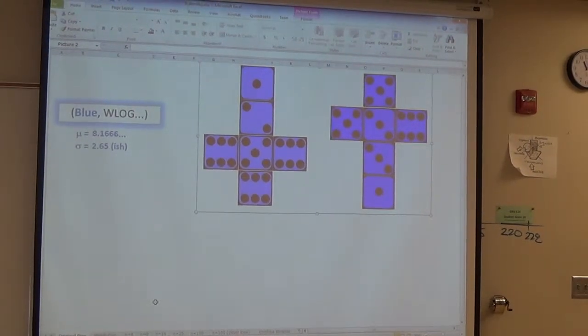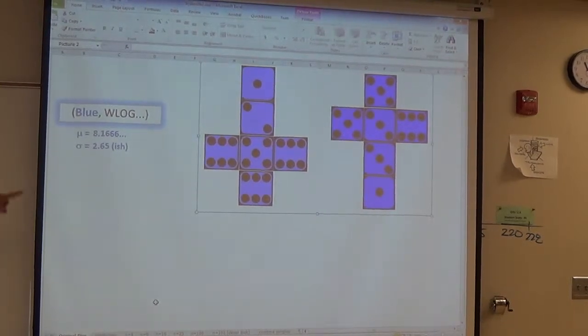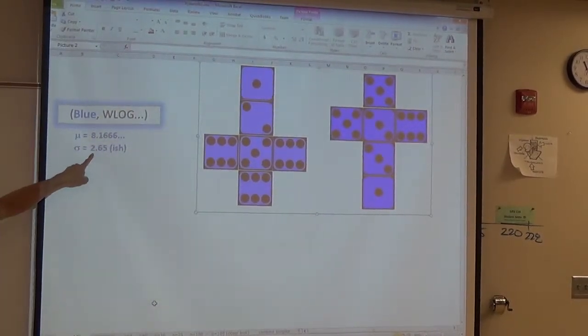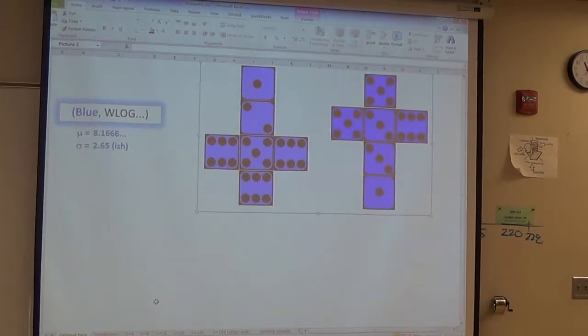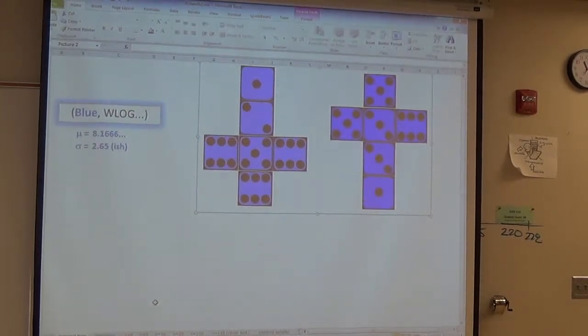But if you were to unfold them, that's what the sides look like. You know the average is 8.17 and the standard deviation is 2.65. Of course, you don't know that because that's the population value, right?